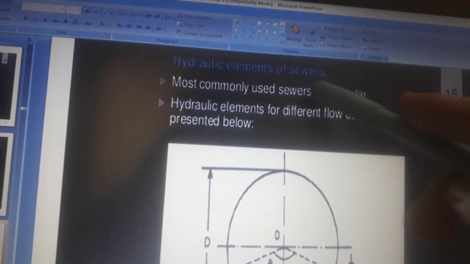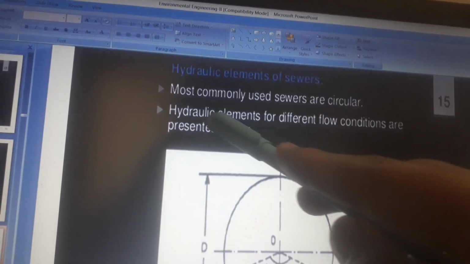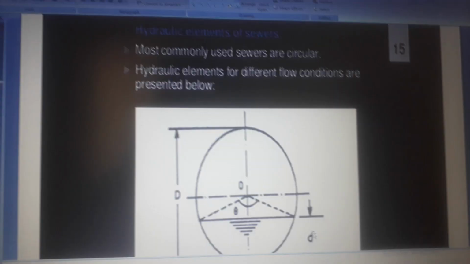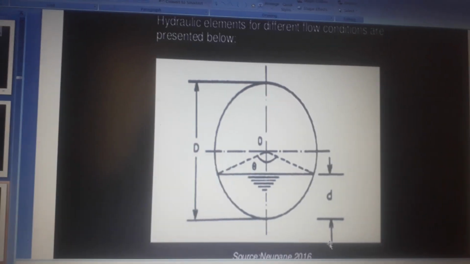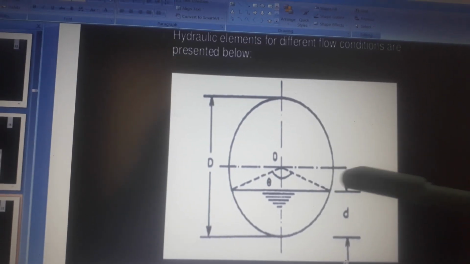Hydraulic elements of sewers. Most commonly used sewers are circular. Hydraulic elements for different flow conditions are presented below. Hydraulic elements of sewers. This is diameter D, this is O, this is theta, this is d.